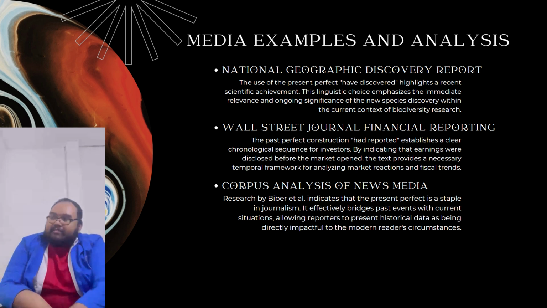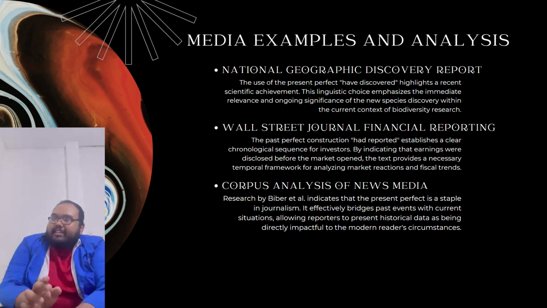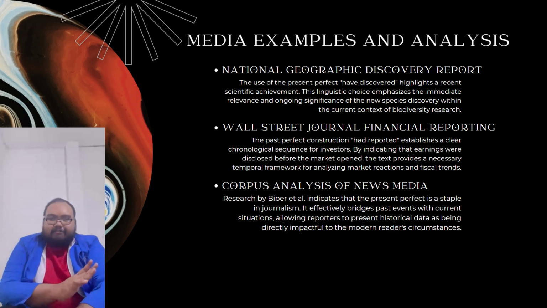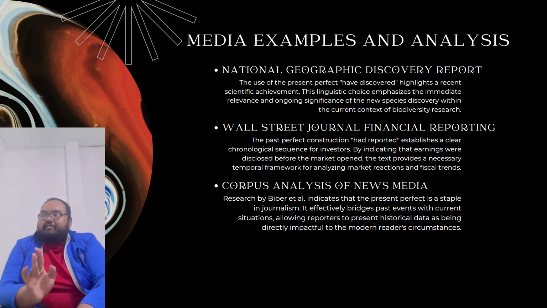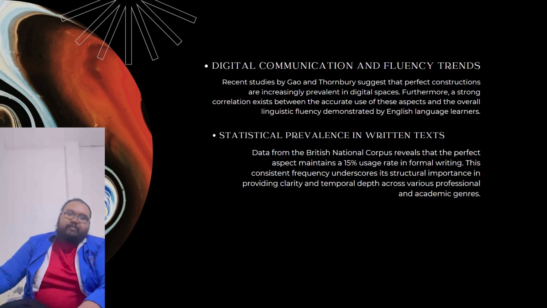Now, the corpus analysis of news media. Research by Biber indicates that the present perfect is a staple in journalism. It effectively bridges a past event with a current situation, allowing reporters to present historical data as being directly impactful to the modern reader's circumstance.